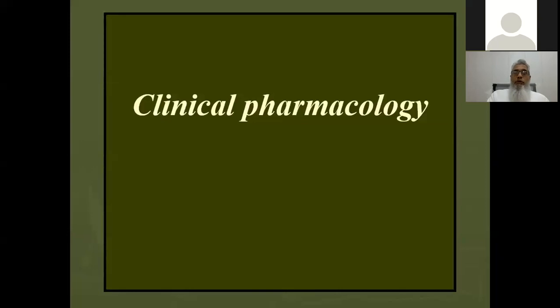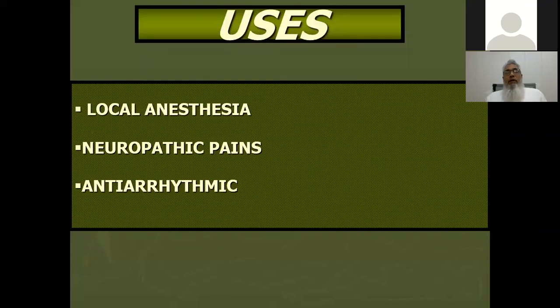A few words now about clinical pharmacology, which is important. These local anesthetics are not only used for giving local anesthesia, but they can also be used for control of neuropathic pains anywhere in the body. They can be injected into the ganglion, or they can be used as anti-arrhythmic drugs, and especially lignocaine, known as lidocaine, can be used.